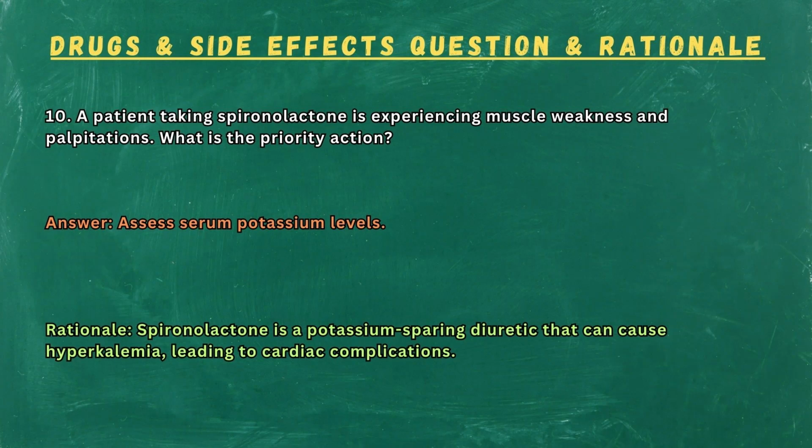10. A patient taking spironolactone is experiencing muscle weakness and palpitations. What is the priority action? Answer. Assess serum potassium levels. Rationale. Spironolactone is a potassium-sparing diuretic that can cause hyperkalemia, leading to cardiac complications.